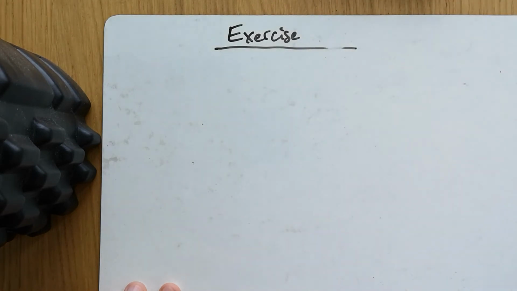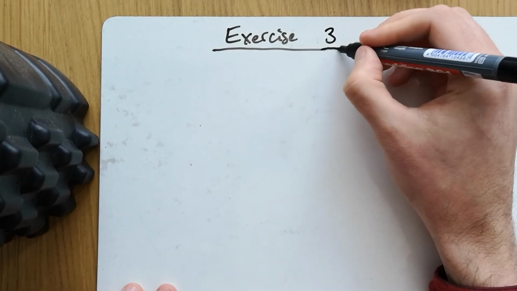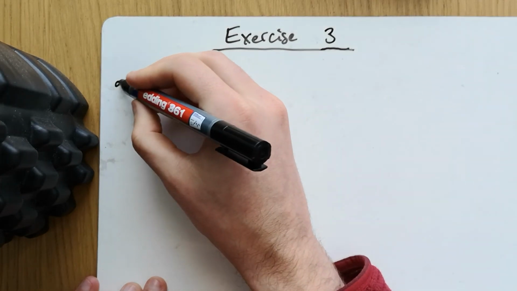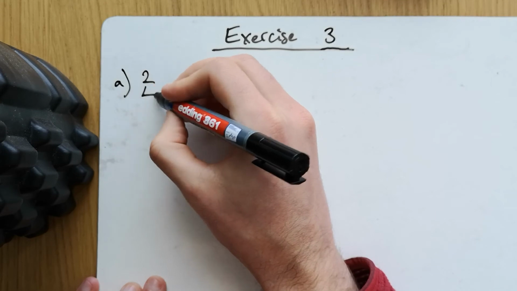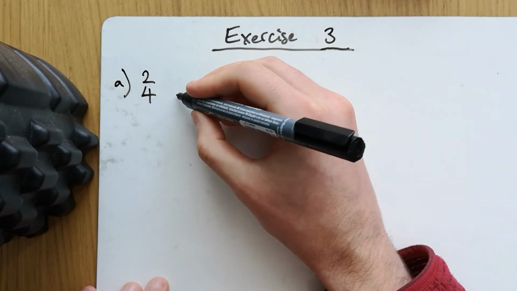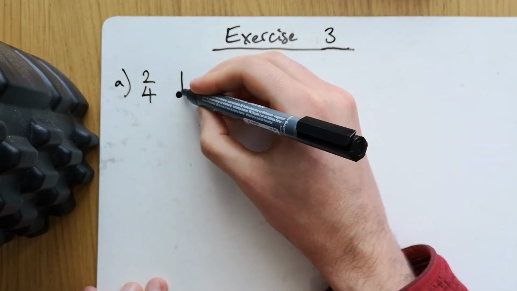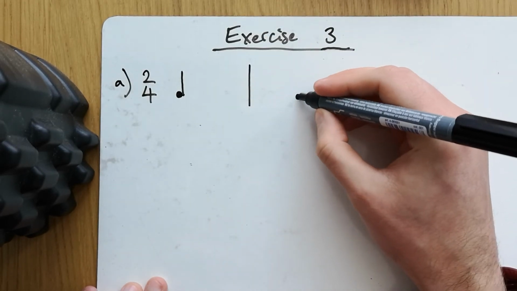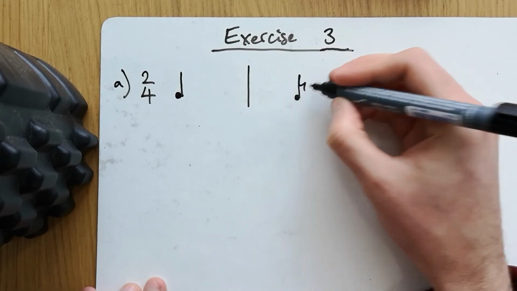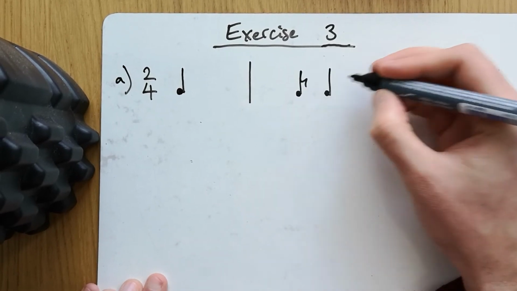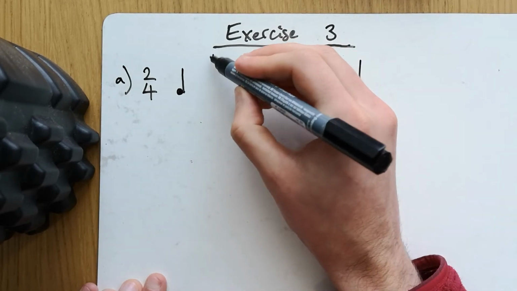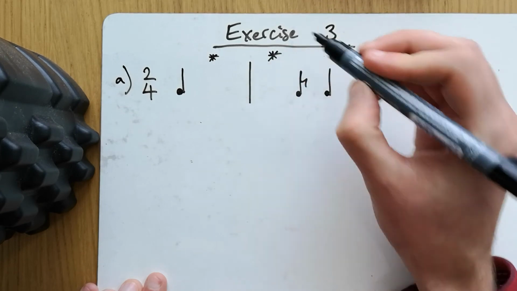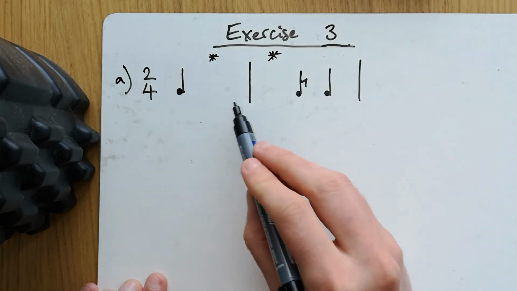So exercise number 3. What I want you to do in this case is I'm going to give you, first of all, the time signature, which is going to be 2/4. I'm going to give you some notes. And I'm going to ask you to write in the single note which is missing from each space. So there would be here, what note should go there, what single note should go there to make up a bar of 2/4.